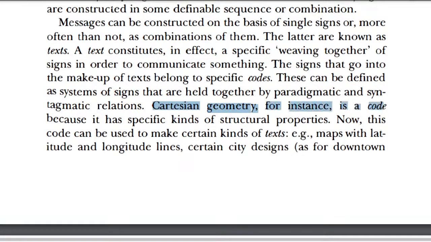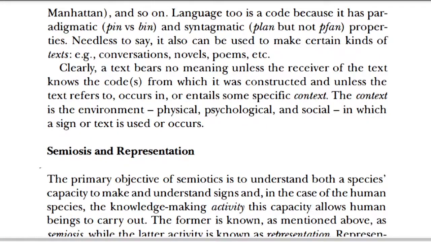Cartesian geometry, for instance, is a code because it has specific kinds of structural properties. Now, this code can be used to make certain kinds of texts. For example, maps with latitude and longitude lines, certain city designs, as for downtown Manhattan, and so on. Language, too, is a code because it has paradigmatic, pin versus bin, and syntagmatic, plan but not lpan, properties. Needless to say, it also can be used to make certain kinds of texts. For example, conversations, novels, poems, etc. So language is a code, too.